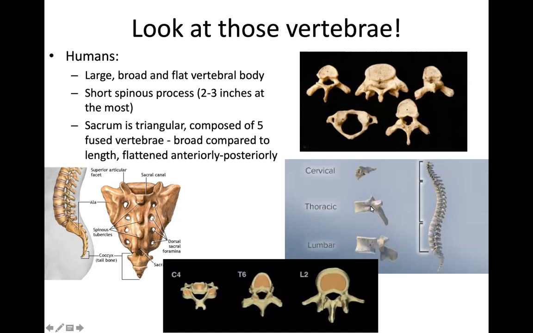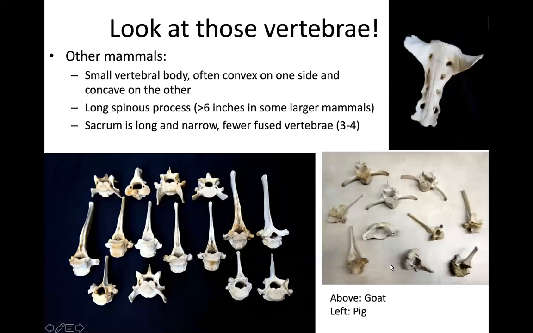Notice here how you can see the projections of the spinous process. They tend to be more downward in humans, whereas with animals, they pretty much go straight back. You guys see the difference in how long these spinous processes are? It's a very significant difference. Other than the spinous process, we also see changes in the bodies of the vertebrae.